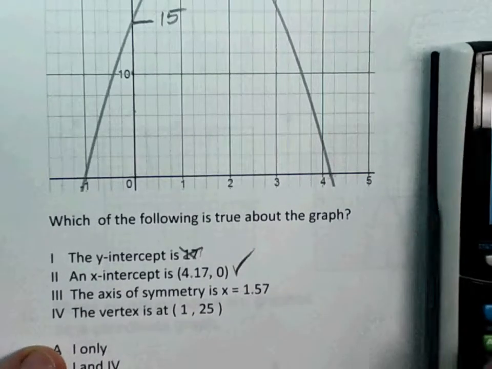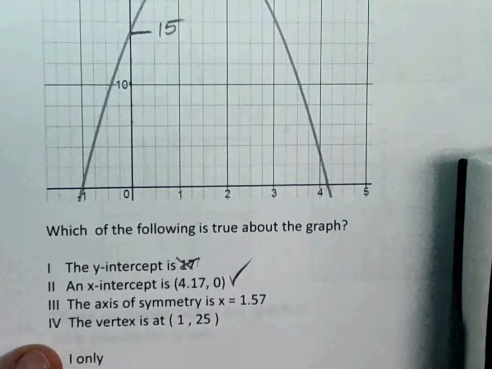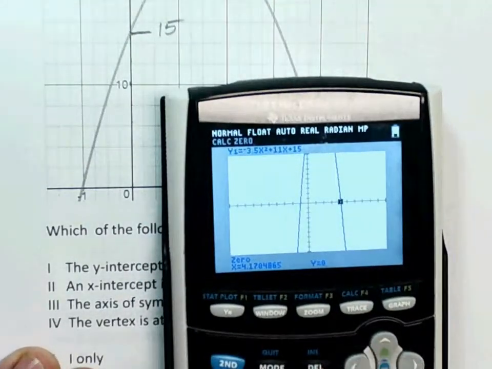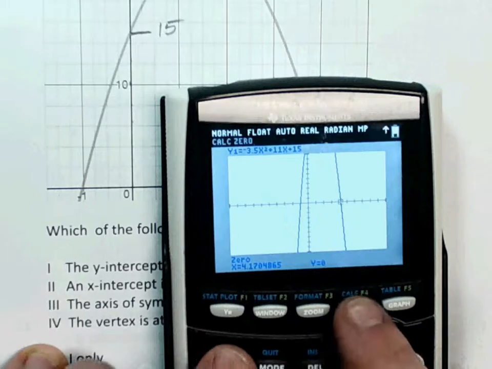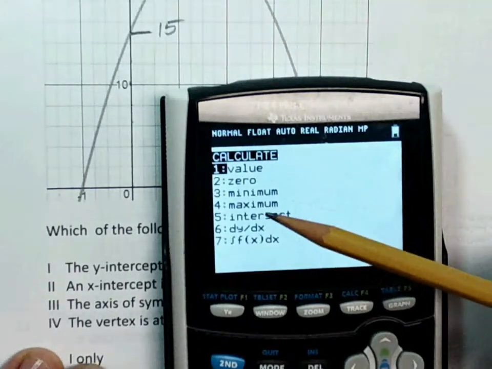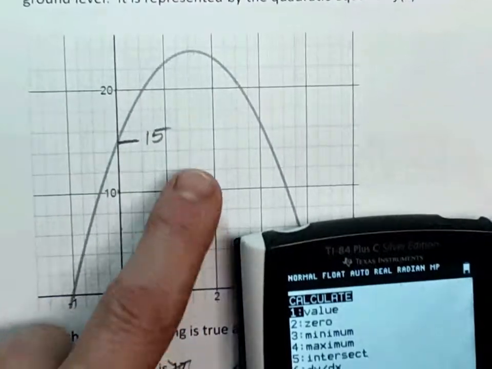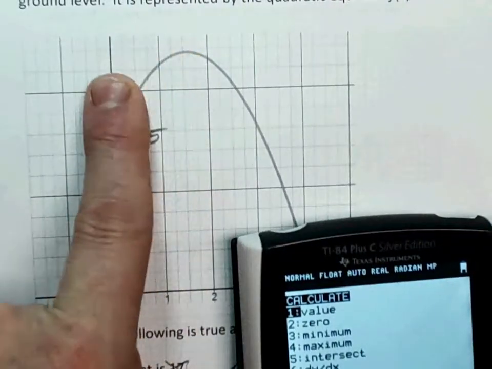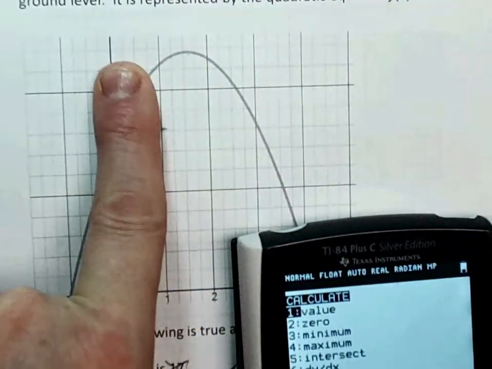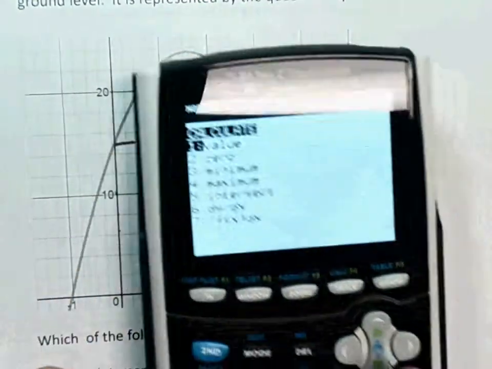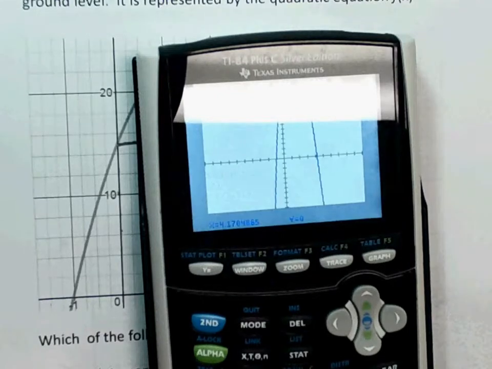Okay. All right, and the axis of symmetry is 1.75. Now this may be a new thing to you, but go back to second trace, and if you notice right here, it'll find the maximum for you. So this maximum point up here, we're just going to do the same technique. We're going to put a left boundary and a right boundary, but our target is going to be up here. So let's find the maximum.